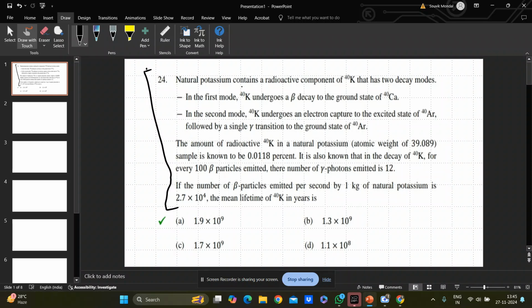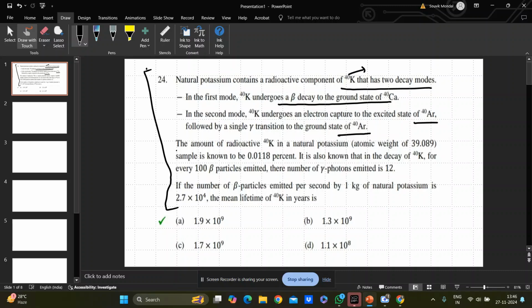Natural potassium contains a radioactive component, 40K, that has 2 decay modes. The first mode is a beta decay to the ground state of 40Ca, and the second mode is an electron capture to an excited state of 40Ar, followed by a single gamma transition to the ground state of 40Ar. So one decay mode is beta decay, and the next is electron capture and then gamma decay.